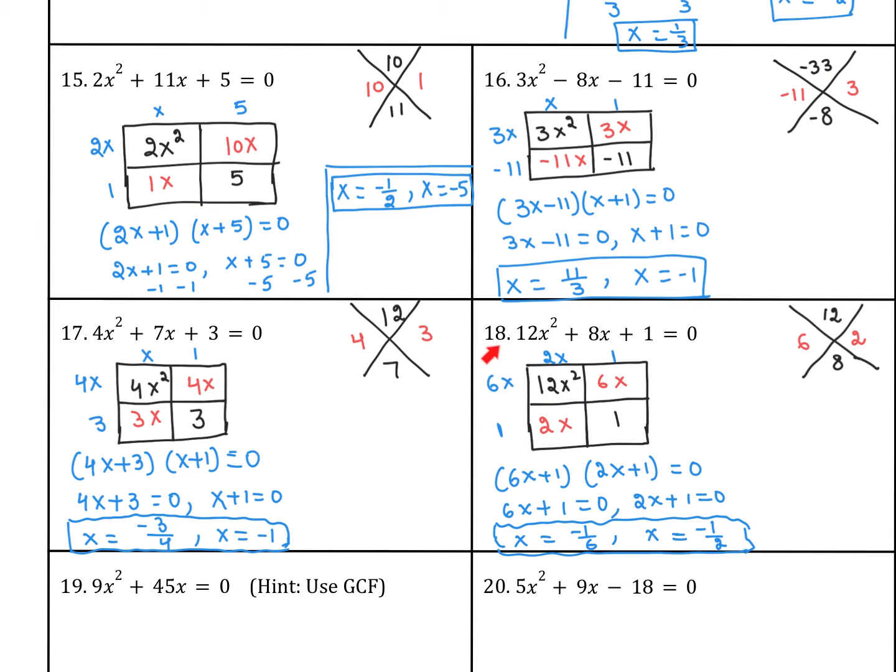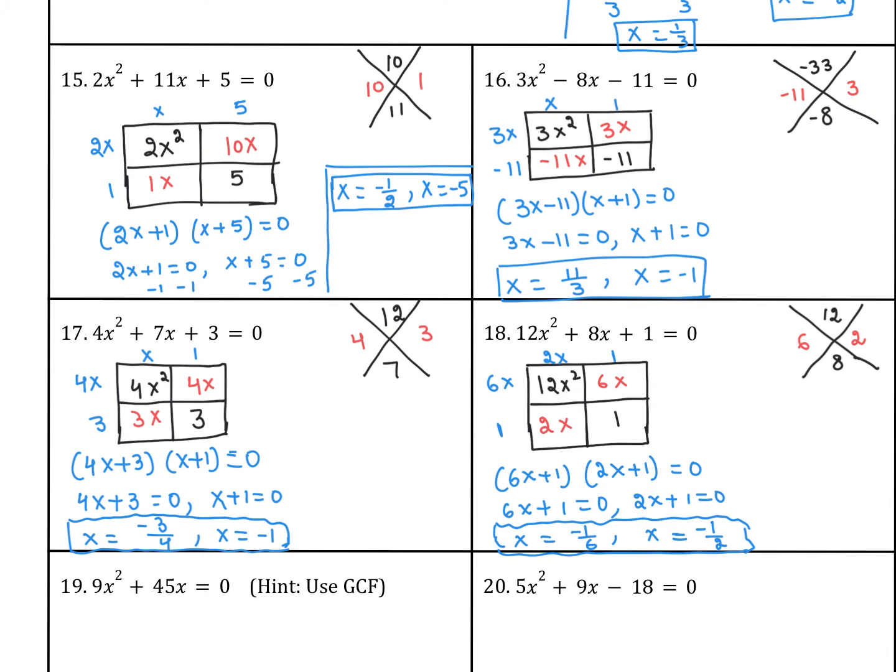You're going to do number 18 the same way. 12 goes on the top, 8 on the bottom. The two numbers are 6 and 2. Fill the box. The first number goes here, the last goes here. These two places are filled with 6 and 2. The GCF of the first row is 6x. 6x times 2x is 12x squared, and 6x times 1 is 6x. Here you got 1. Put the outer numbers into brackets one by one and put them equal to 0 to get the x values.